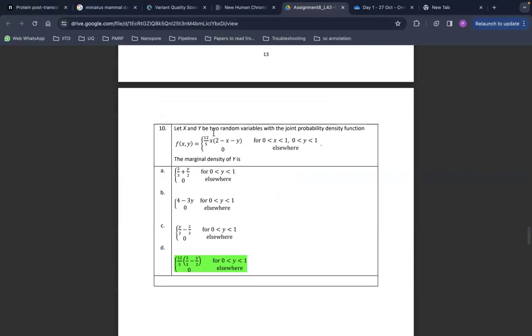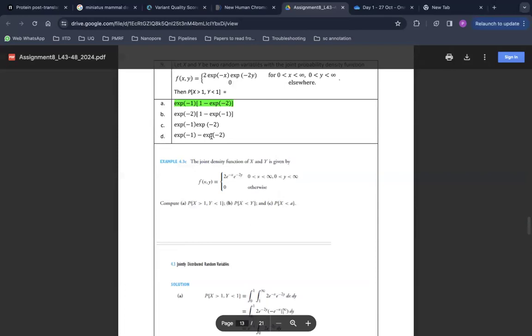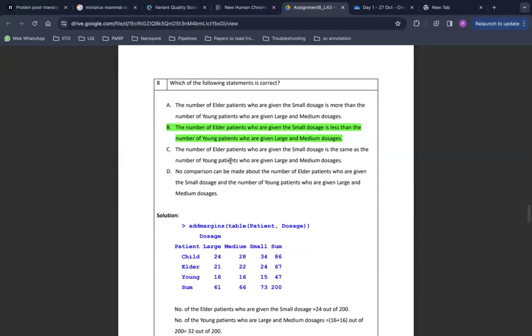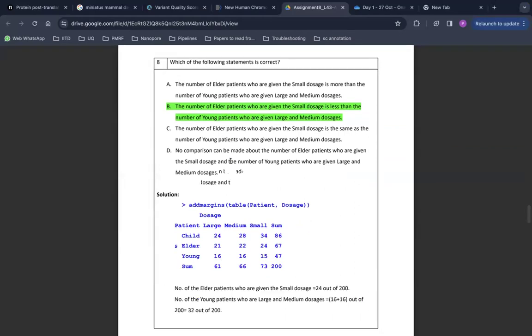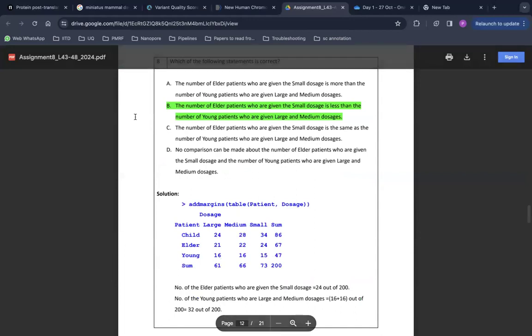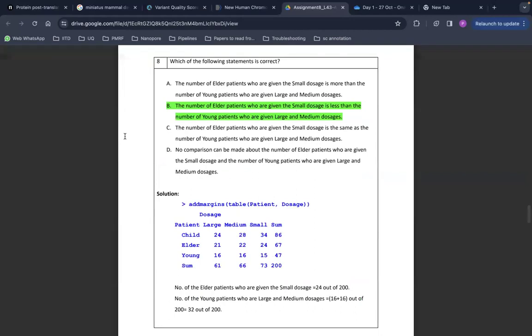This is also like the eighth question, madam. Eighth question. The 8th question. This one. Which of the following statements is correct? This one. Yes, yes. So what's the confusion in this one? This one, we thought the number of elder patients who are given the small dosage is more than the number of younger patients who are given large and medium dosages.